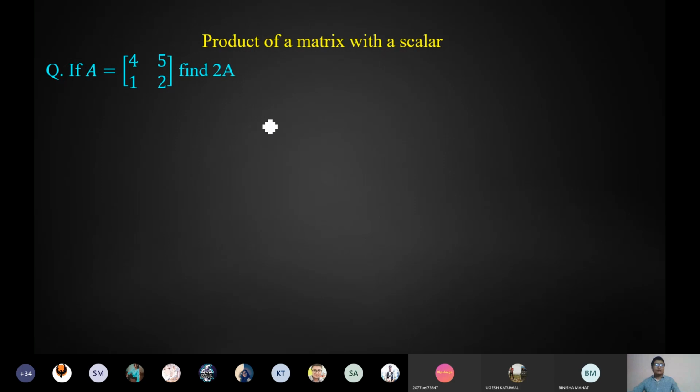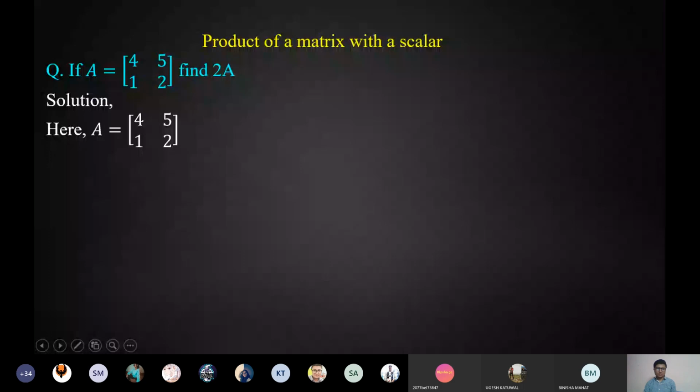Okay, let me explain this question. Here A is given in terms of different elements, and you need to find 2A. How will you find it? By multiplying all the elements. Just see this, write it along with me. A is equal to 4, 5, 1, 2. And 2A is equal to 2 times 4, 5, 1, 2.